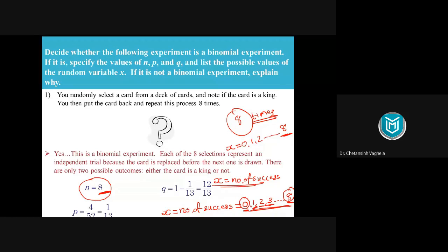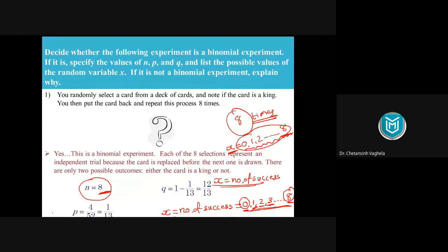Now you can observe x is my random variable. You can clearly observe here x is discrete data. 0 के बाद 1 है, 1 के बाद 2 है, 2, 3, 4, 5 up to 8. Is it? So this is nothing but a discrete random variable. So discrete random variable x can take value 0, 1, 2, 3 up to 8.